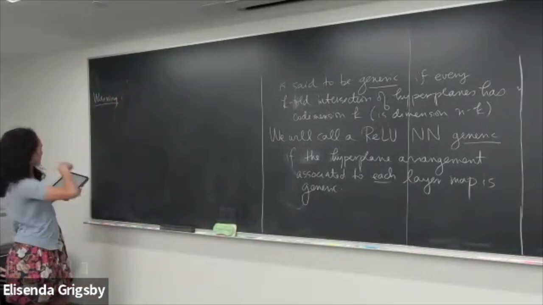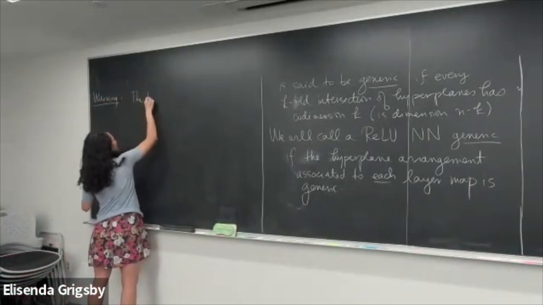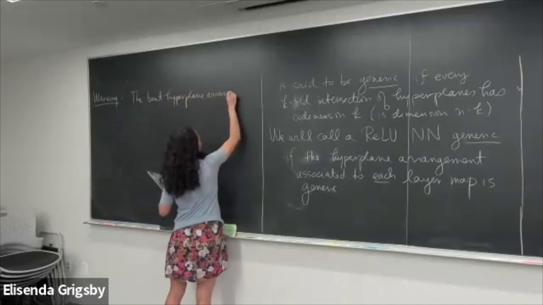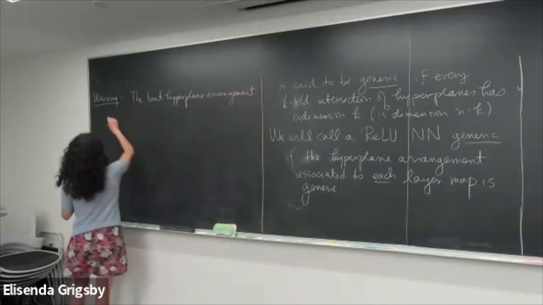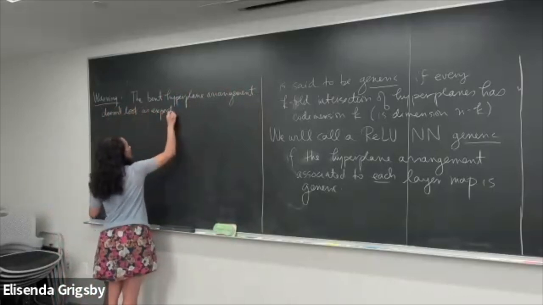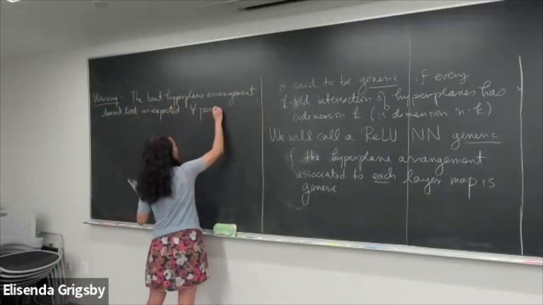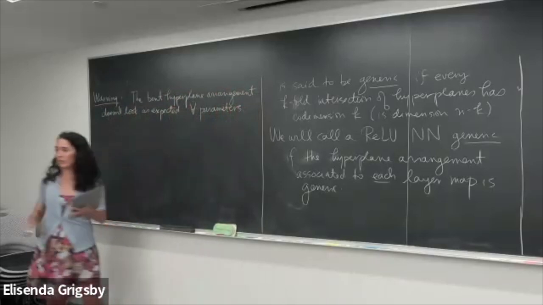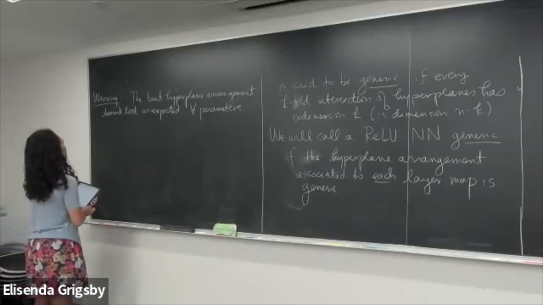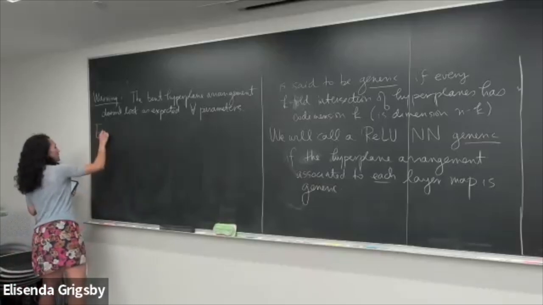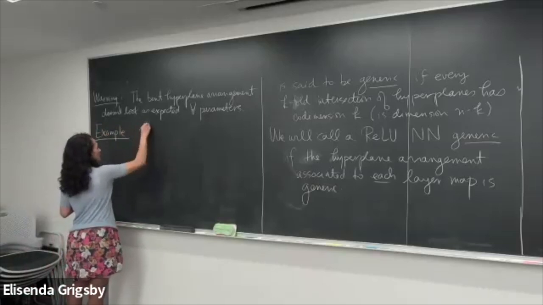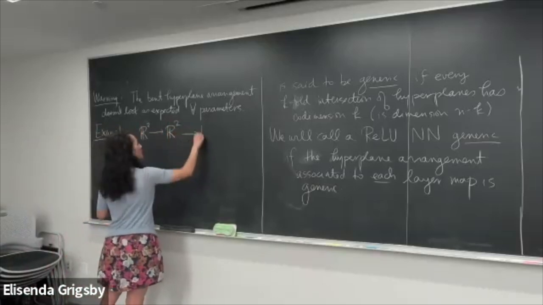So as defined like that, that hyperplane arrangement does not always look as expected, not even when the neural network is generic. So not even when all of the individual layer maps are generic. Let me just give an example so you can see what kind of things can go wrong. This is going to be a really simple ReLU neural network.